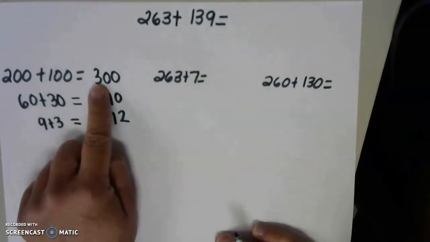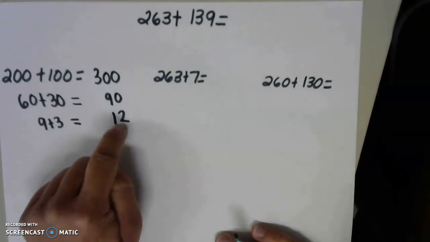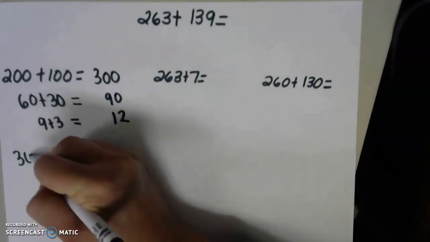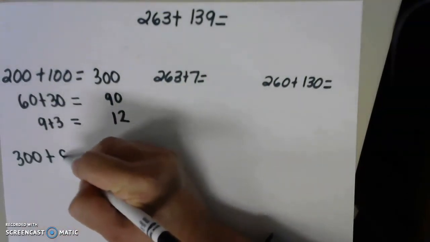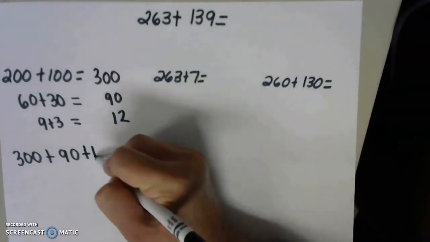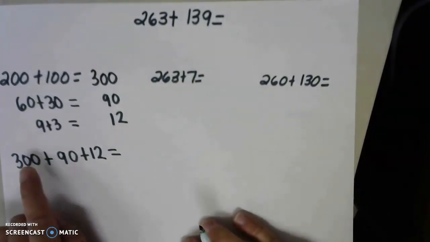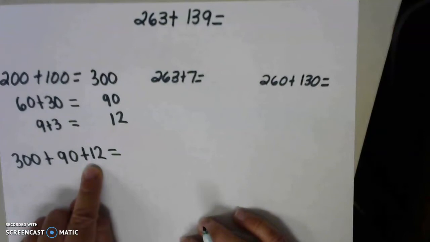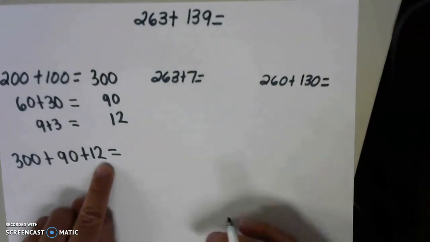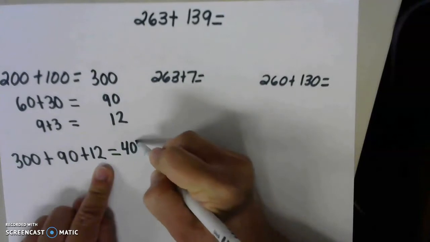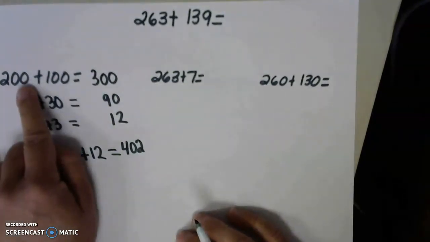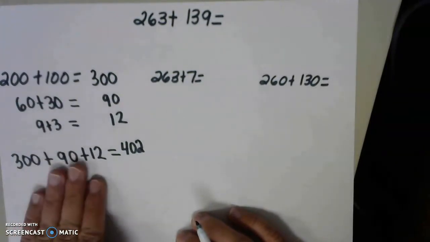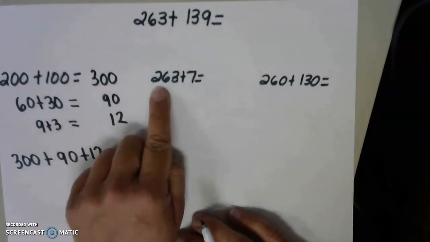So now I've added the hundreds place, the tens place, and the ones place, and I'm going to combine these three numbers together. So I'm going to say 300 plus 90 plus 12. I know that 300 plus 90 is 390. And then if I add my 10, I'll have 400, plus 2 more equals 402. So this starter problem, adding the hundreds place and then adding the tens and ones, may have been the starter problem that you used. But let's take a look at the next starter problem.